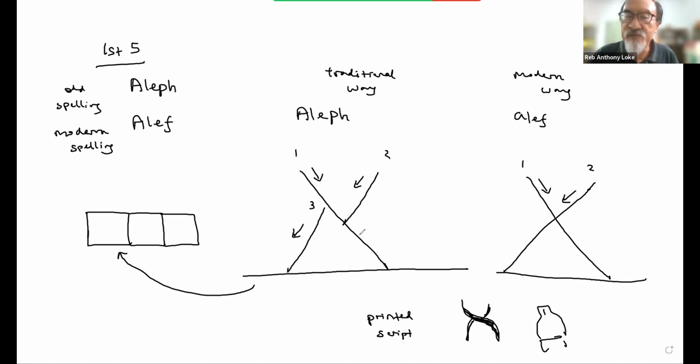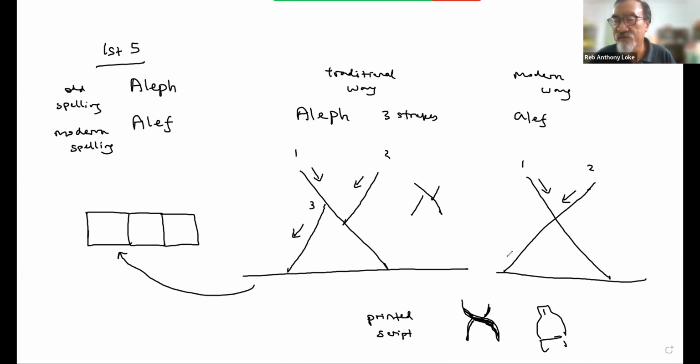The old way of writing Aleph was 3 strokes. The number indicates where you begin. At 1, you go down the arrow. At 2, you go down halfway. At 3, from here, it goes down to the line. So 1, 2, 3. That was the old way of writing. The new way, you just put an X.